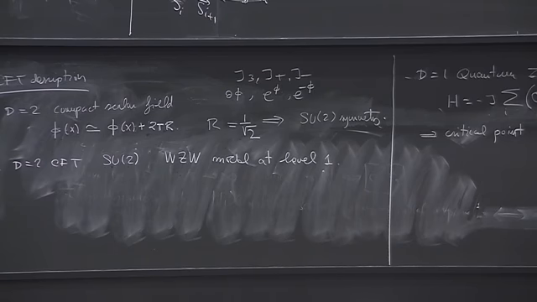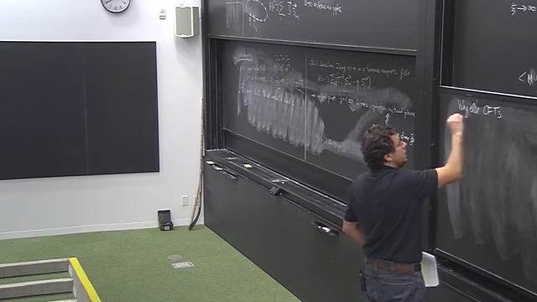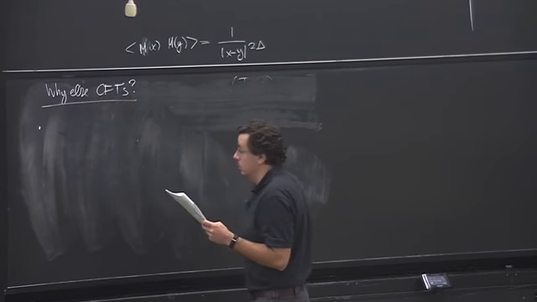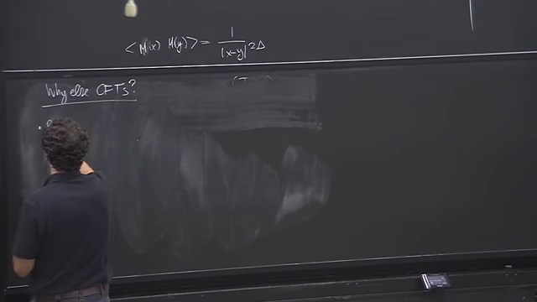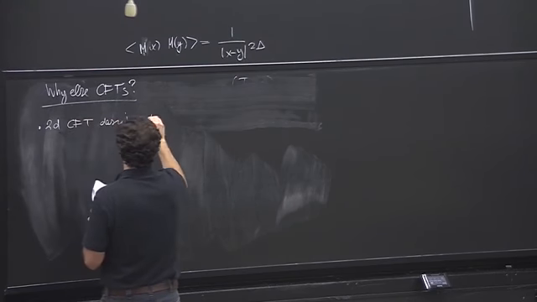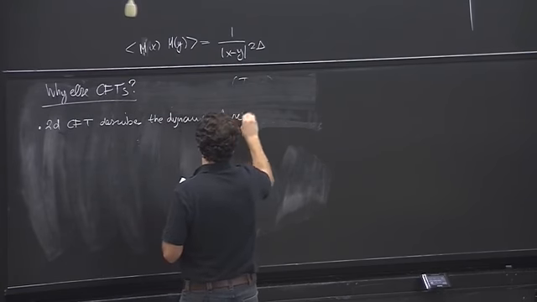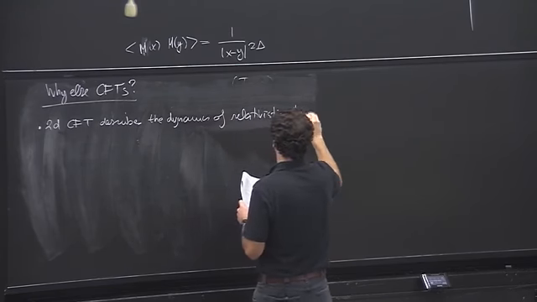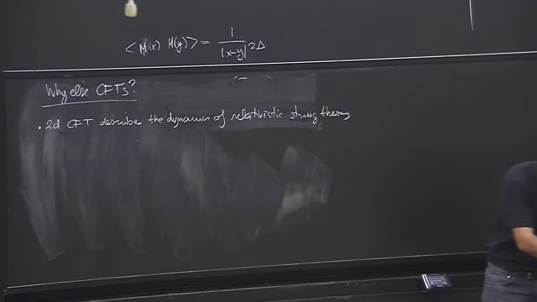Okay, so why else? So there are several. I'll just mention 2. One of them is that conformal field theory, 2-dimensional conformal field theory, again, describes the dynamics of relativistic string theory. So this is not a course on string theory, so I don't have much time to tell you about this, which is a pity, because it's a very beautiful subject.